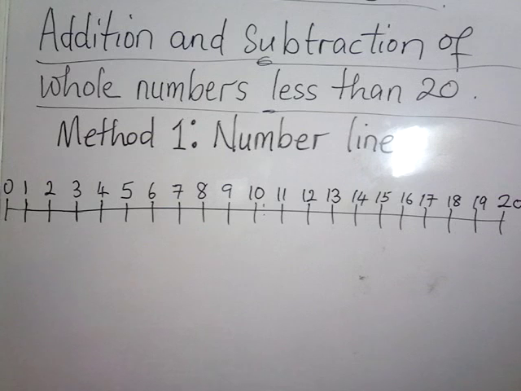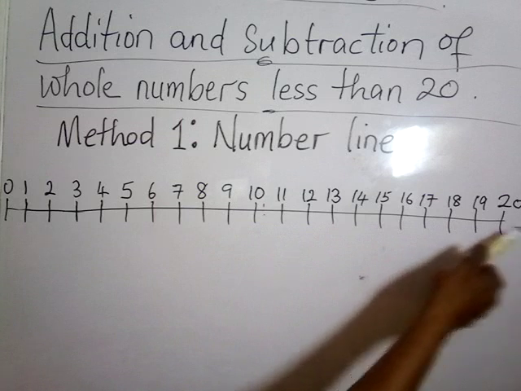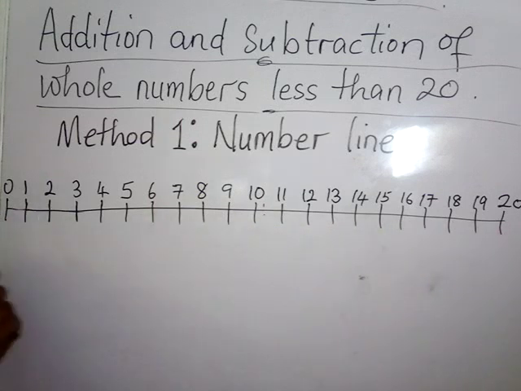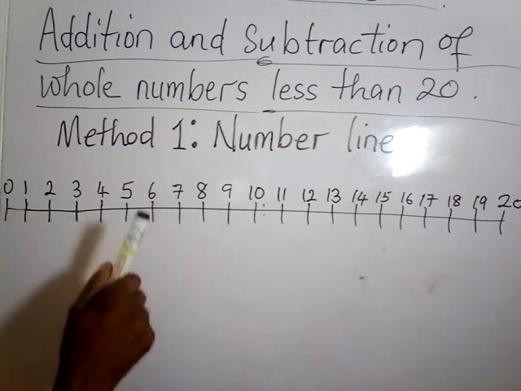Okay, so the first method we're going to look at here is the number line method, using a number line to add numbers or using a number line to subtract numbers. What do we mean by number line? This is an example of a number line. It is just a line like this that is graded equally.